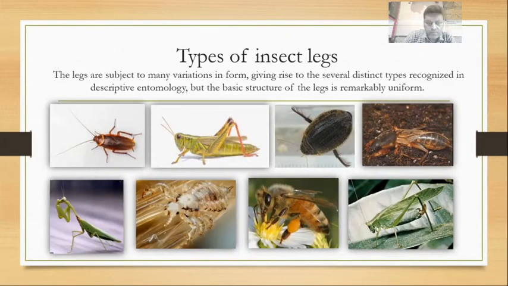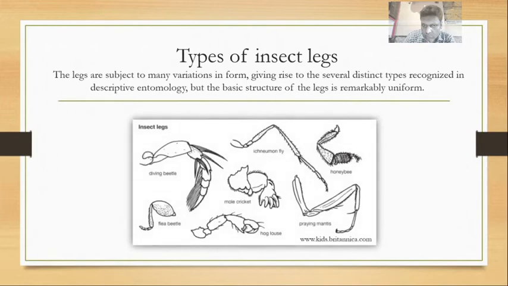Now, the legs in insects can have many different forms. Some legs are used for walking or running, some for jumping, some for swimming, some for digging, some for capturing prey, some for clinging to the surface, some for foraging, some for making sound. But all these functionally different types of legs have the same basic structure.